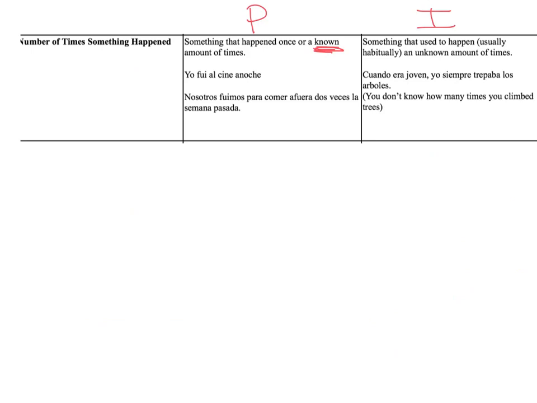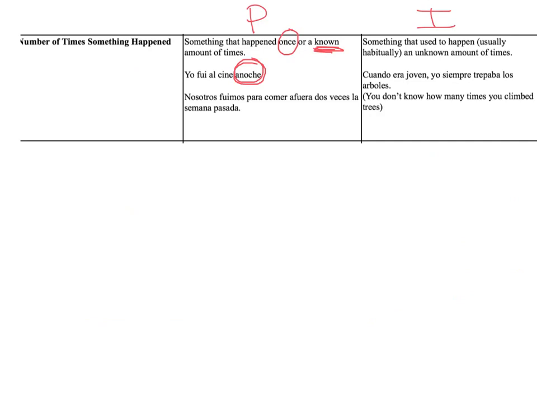This is something that happened once. How do I know it happened once? Well, I have a word like this in here, anoche, last night. It lets me know that the action happened once, and it also lets me know when it happened. And we're going to go over in a later slide some key words for both tenses. Or a known amount of times.